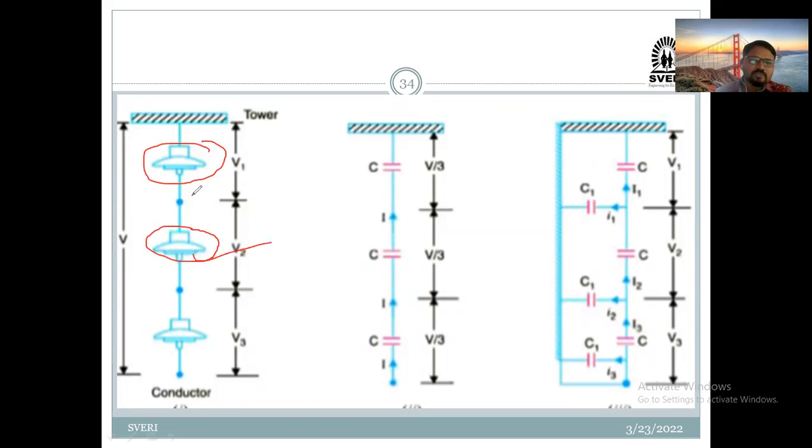This disc is present between these two metal links. Okay, this is the first metal link and this is the second metal link. So due to that, there is a formation of a capacitance between these two metal links, which is shown here, and that capacitance is called the self capacitance, which is denoted by the letter C. Okay, due to these two metal links there is a formation of a capacitance, and that capacitance is called nothing but the self capacitance, which is shown by the letter capital C.